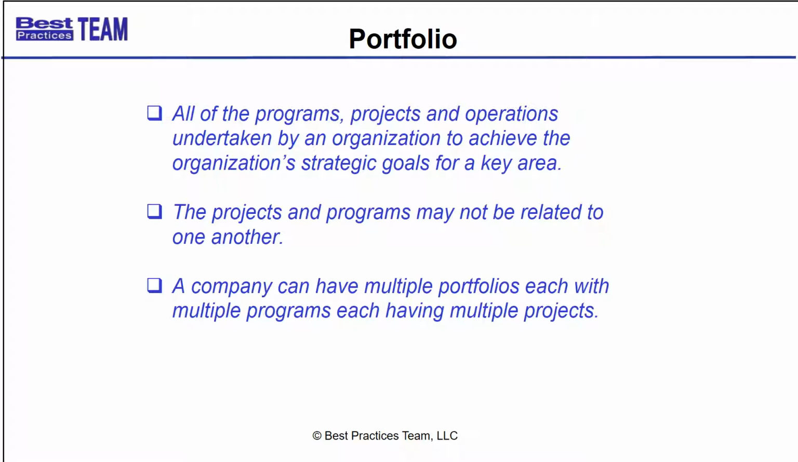So where a program was a group of related projects, at the portfolio level, it's not the case that everything has to be related. In version 6, they're now saying companies may have multiple portfolios. So we can have 2 or 3 portfolios. Inside each portfolio, there can be programs and independent projects and operations. So it's hierarchical that way. So we're flowing down from portfolio to program to project.